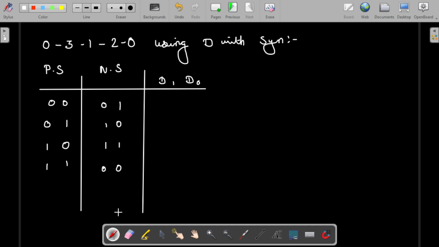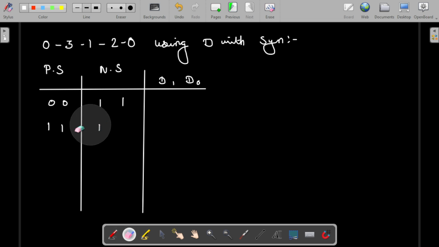Okay, oh sorry, I have made a mistake here. This is not a sequence counter, this is a random sequence counter, right? So from 0 0 it needs to change to 3. So 3 is 1 1. From 3 it needs to change to 1. I'm sorry, again I made a mistake here. So here if you see, from 0 0 it is changing to 3. So we have written here.